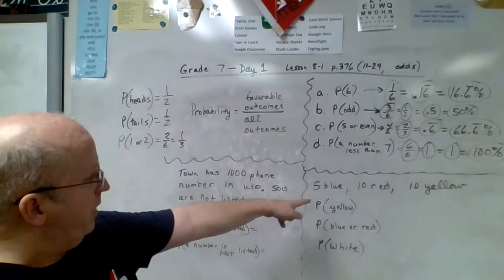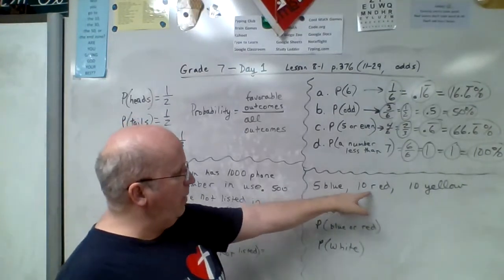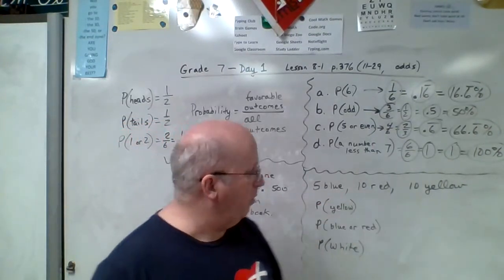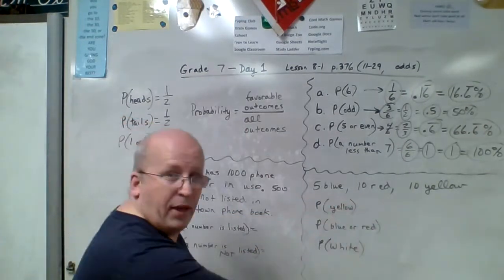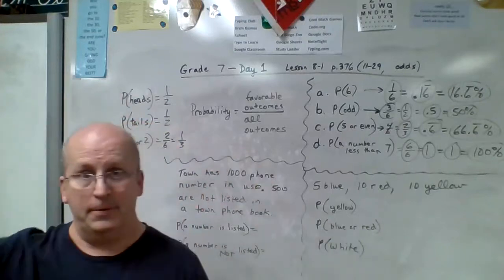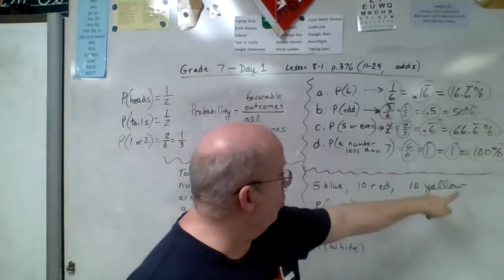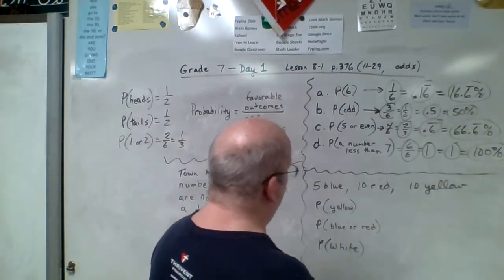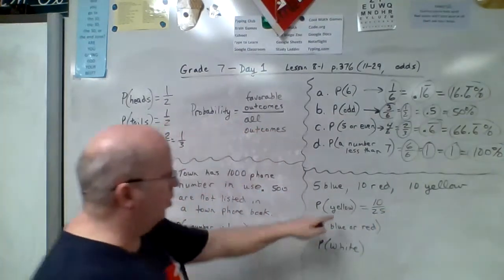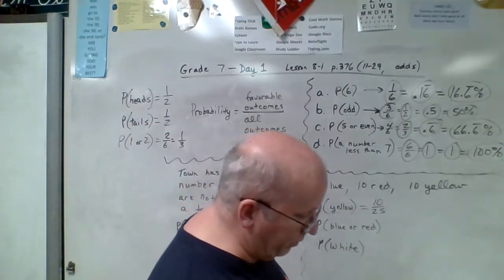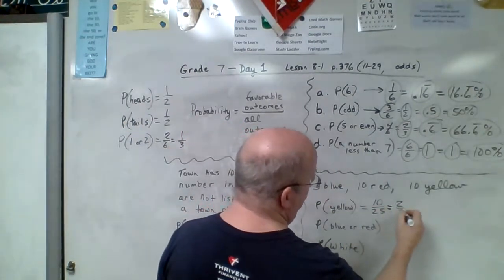Let's take a look at this problem right down here. What if we have a bucket that has 5 blue marbles, 10 red marbles, and 10 yellow marbles? And somebody said, find the probability of getting a yellow marble if you picked out from it randomly. Well, there are 10 yellow marbles, and there's a total of 25 marbles in all. So the probability of picking a yellow would be 10 out of 25. Now, can we simplify that? You bet. Divide by 5, we get 2/5.